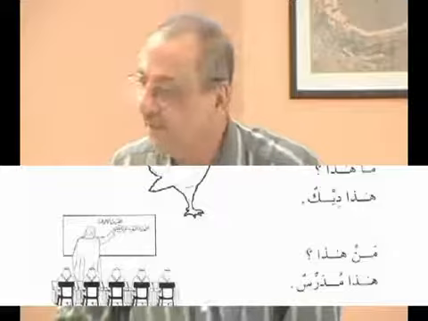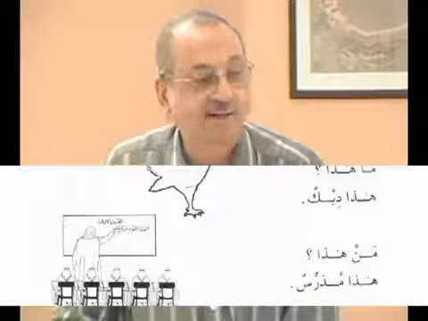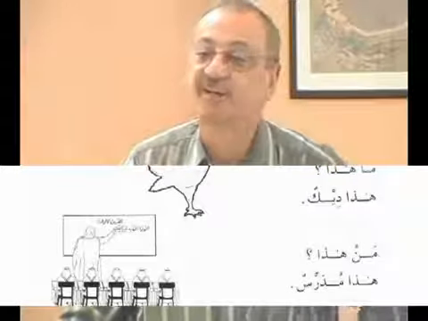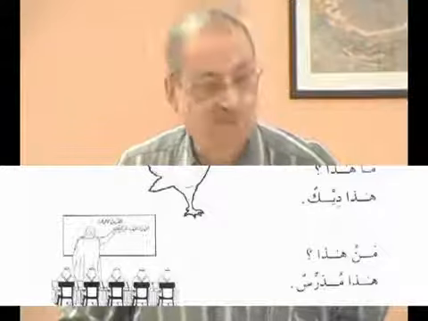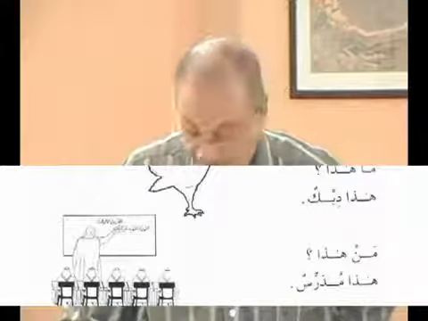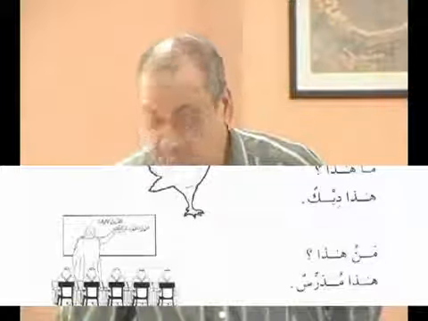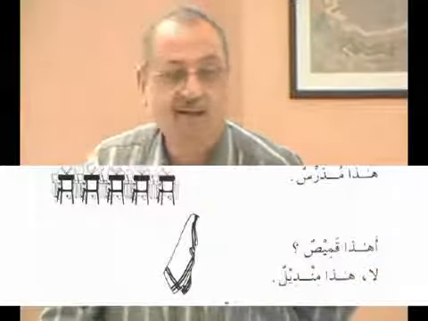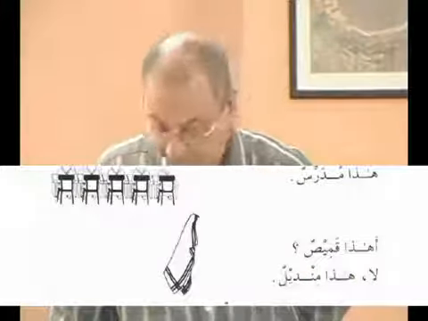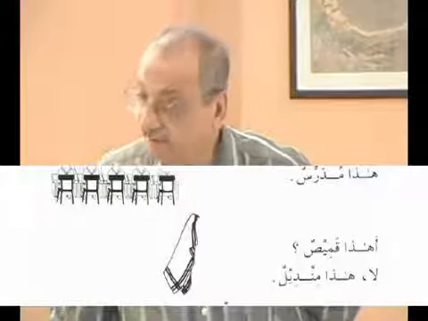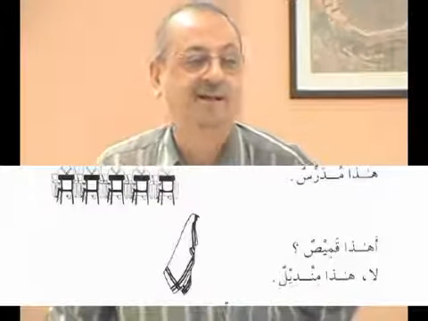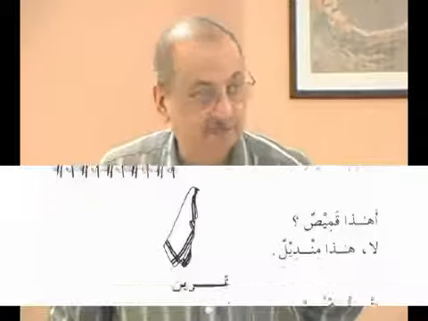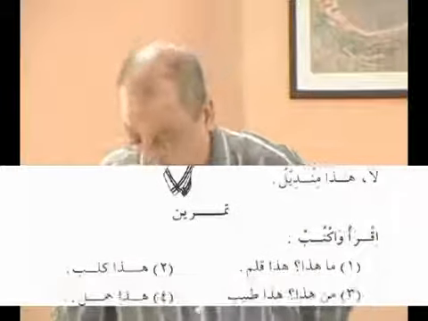Now next page, brother. Ma hada? Hada dikun. Rooster. Now again the question is, man hada, towards a human being, pointing out to a human being. Man hada? Hada mudarrisun. Remember sun. Hada qamisun? La. Hada mindilun. What is the meaning of mindilun? Handkerchief. So we have to remember all these vocabs, brother.